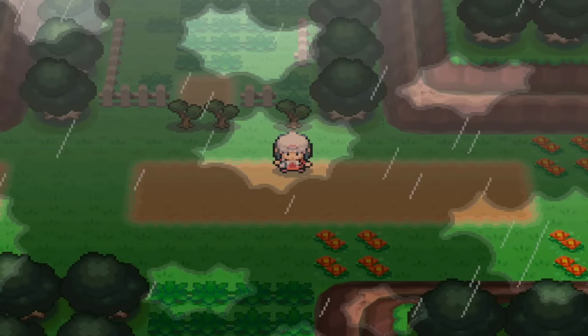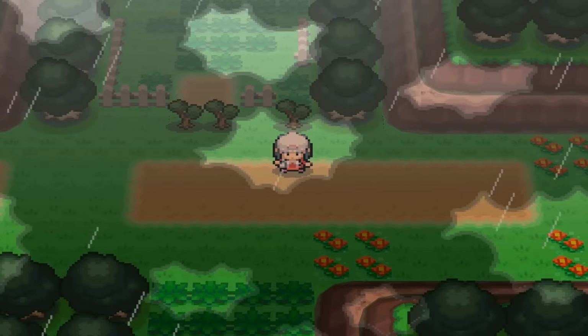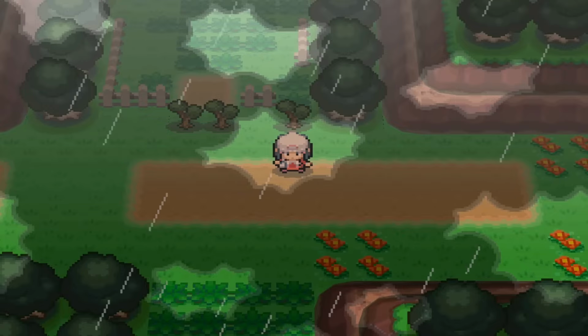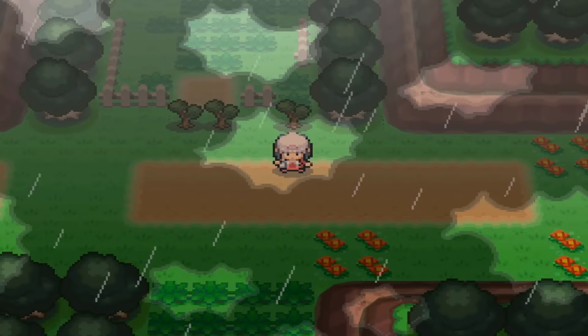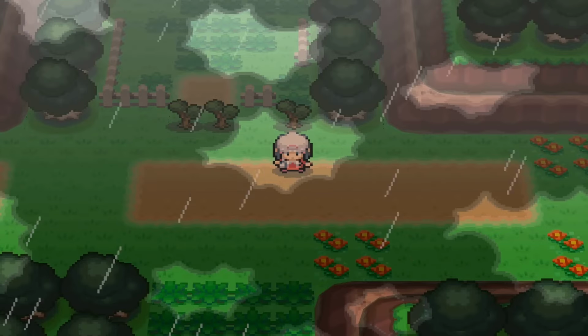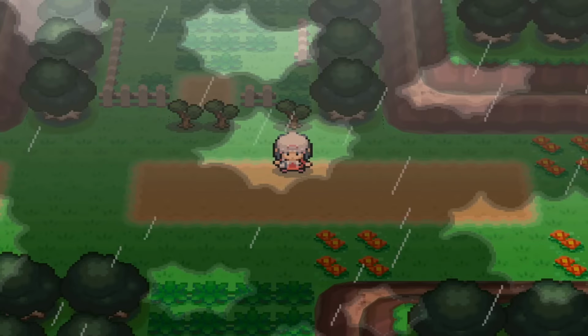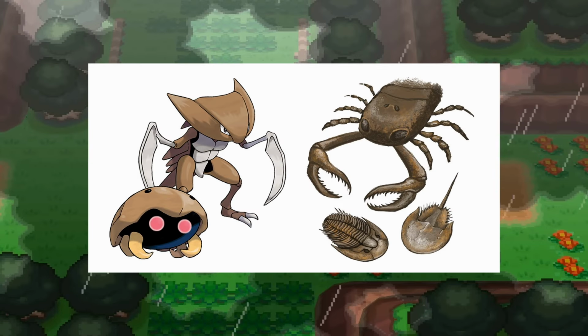So we're going to start off with Gen 1, obviously, and that is the Kabuto line, the Ammonite line, and Aerodactyl. I can't really say Aerodactyl line because it's just Aerodactyl. It does have a Mega Evolution, but that doesn't count. But let's get started off with Kabuto and Kabutops.